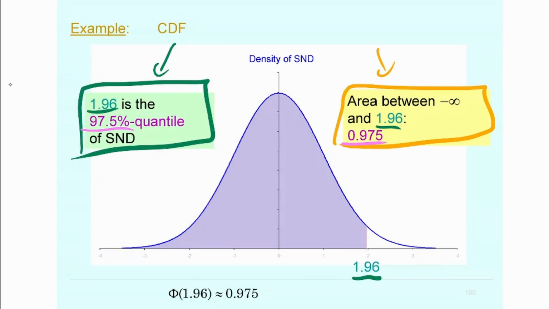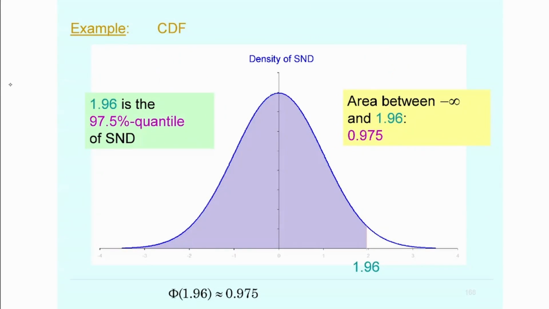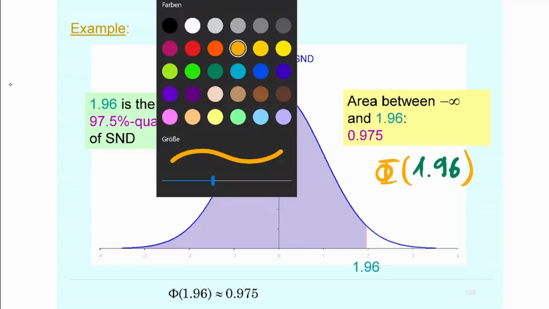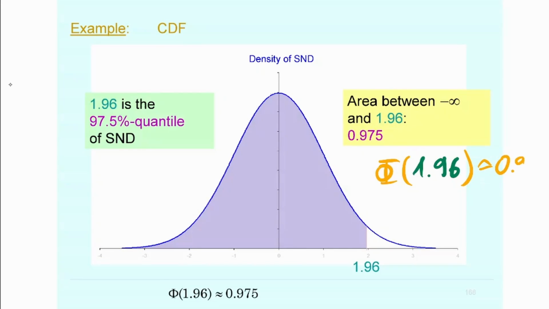I think that was the first lecture or something when I was introducing that, okay? So let me summarize what this is about. The cumulative distribution function at point 1.96 is going to be approximately, and that's basically what you end up with, 0.975, okay?